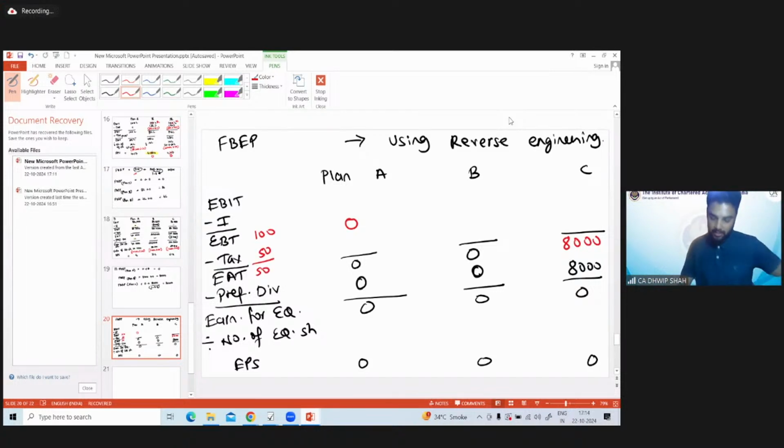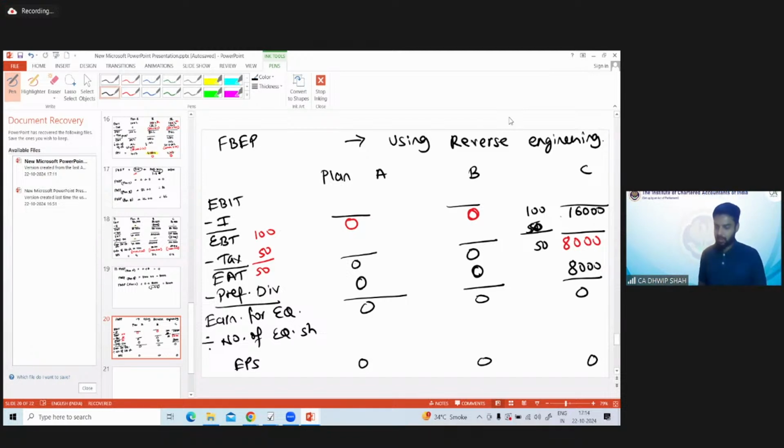We are going reverse. Understood? If earnings after tax is zero, if we cross multiply, 0 into 100 divided by 50, it is 0 in this case. Again, earnings before tax under plan B would be 0. Yes or no? But under plan C, this is 50, this is 100, and tax is 50. So what would be my earnings before tax? Can I say it would be 16,000 here? Are you getting this? Everyone understood? We are going reverse.